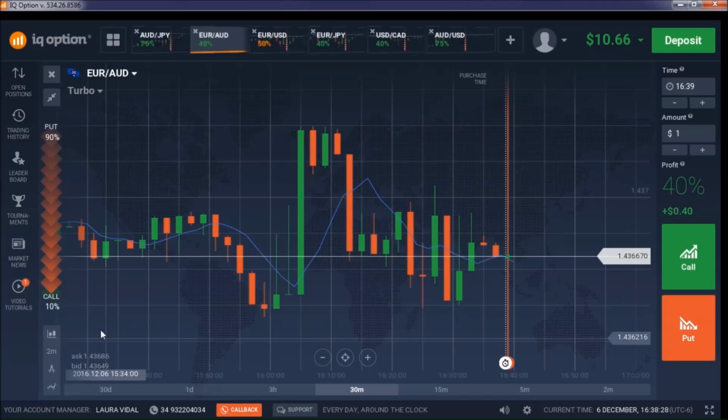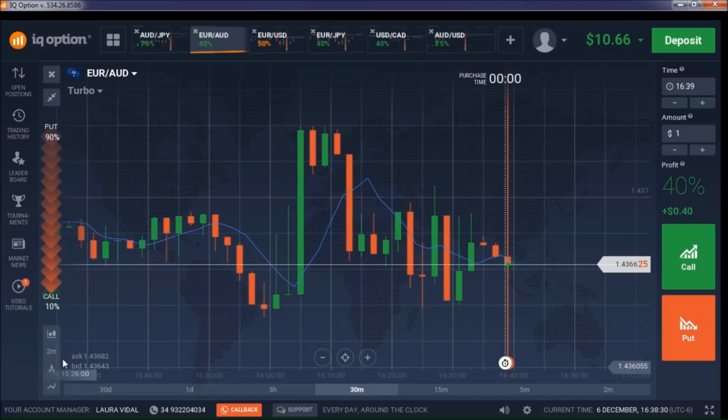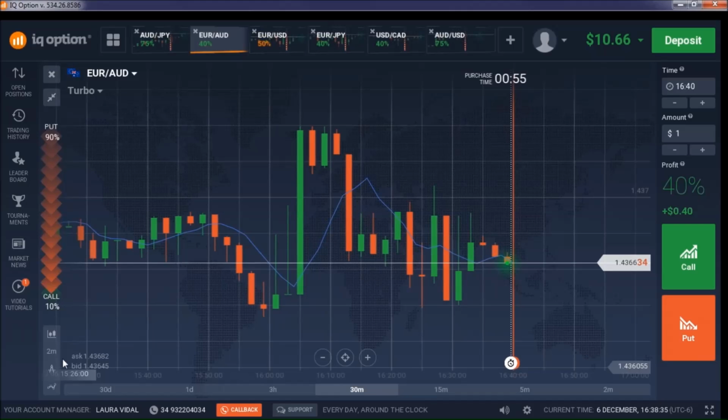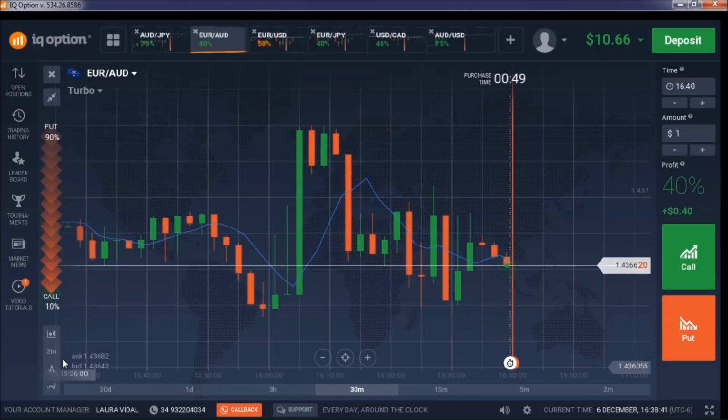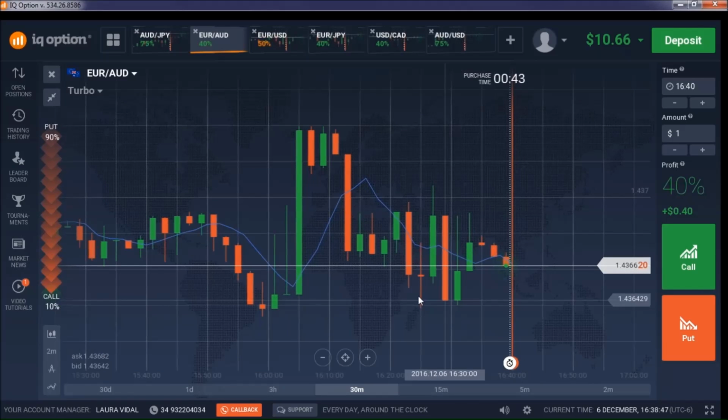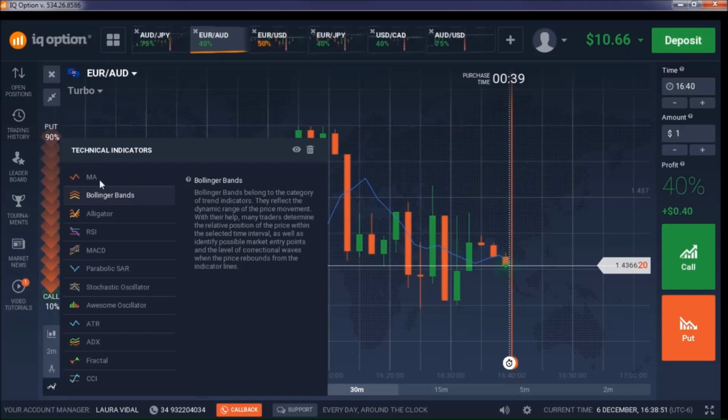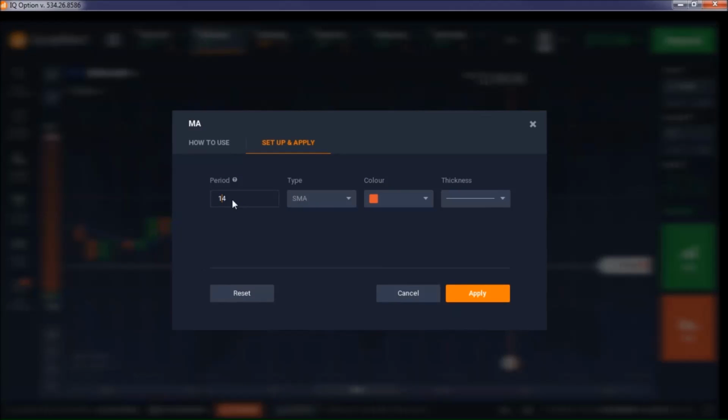Then we do have a good question. If we need to set up each chart individually, yes, you guys need to go through every pair and set it up individually. Okay, so once we finish up with the first moving average, we go in and start a new one. So indicators, moving average, and we're going to have a period of 14, SMA, and we're going to have a color yellow.